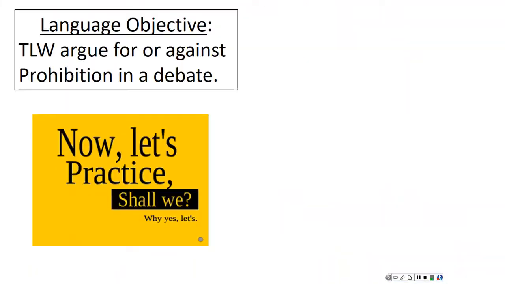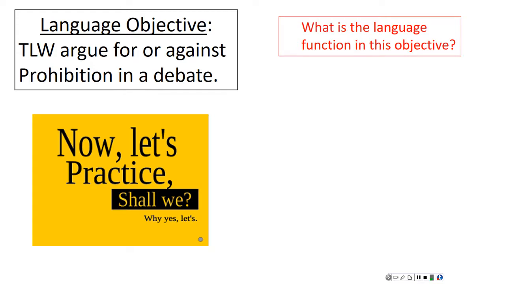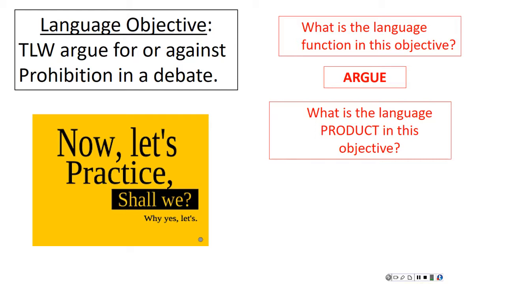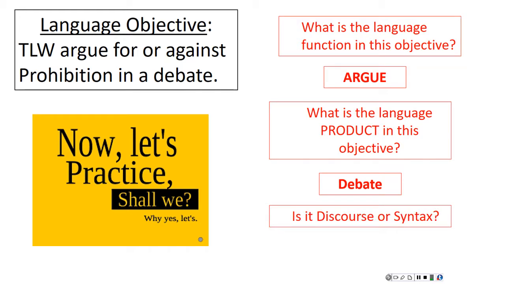Okay, so let's practice. Here's a language objective. The learner will argue for or against prohibition in a debate. What's the language function in this objective? Argue. What's the language product in this objective? Debate. Is it discourse or syntax? Discourse. There's nothing to indicate here that the purpose has to do with the rules of a debate. Oh, there are some. And that would be a lesson. So you can do that.